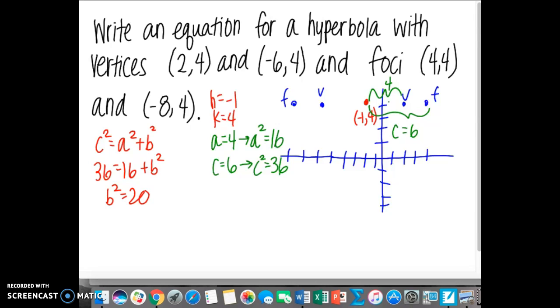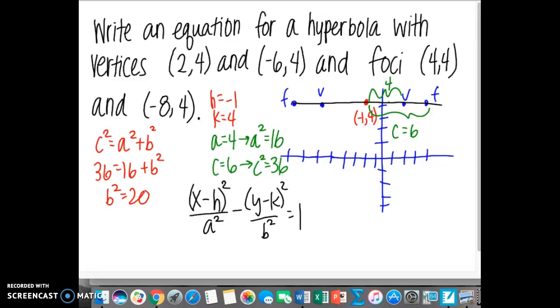Looking at the graph of what we have, notice that if we were to draw a line across connecting all of those dots, that's a horizontal line. Since it's a horizontal line, that tells us that our x squared term is going to come first. So our equation will be in the form x minus h quantity squared over a squared minus y minus k quantity squared over b squared equals 1.